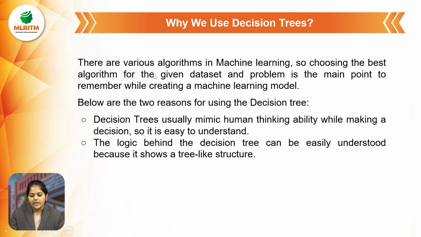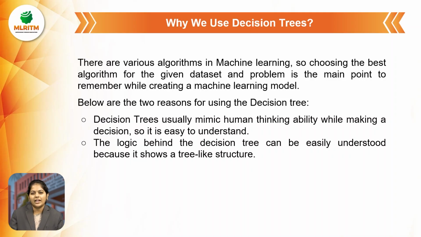Next. There are various algorithms used in machine learning, and the best one will be used for the given data set, and the problem is the main point to remember while creating a machine learning model. So what is the main use of taking a decision tree? The first one is that decision trees mimic human thinking ability while making a decision, so they are easy to understand.